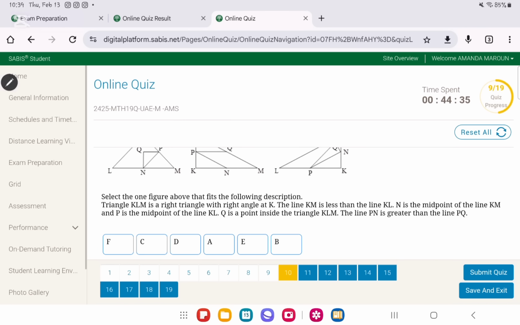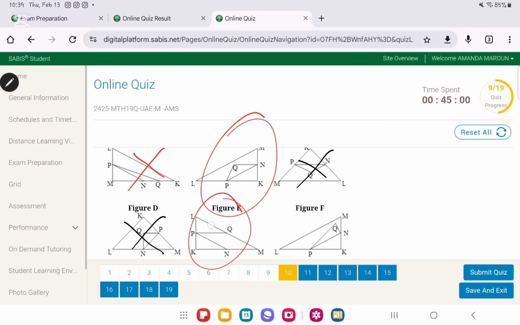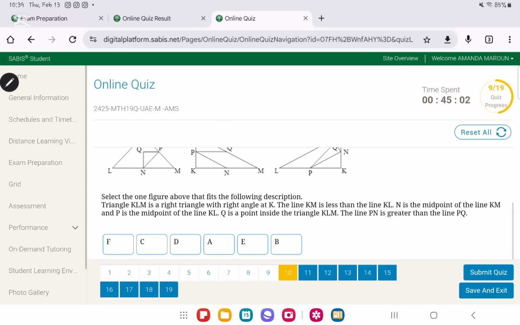Also a PISA question, I think. They said, triangle KLM is a right triangle with the right angle at K. First of all, we know it's a right triangle, so we're going to cross out everything that is not a right triangle. Then it has its right angle at K, so everything that is not a right angle at K, we are going to cross out. So we are left with what? 1, 2, 3 options, okay?